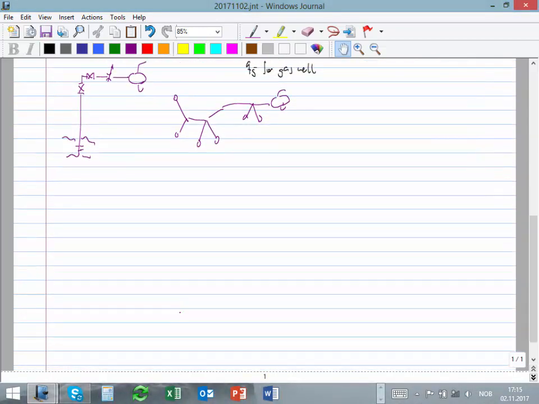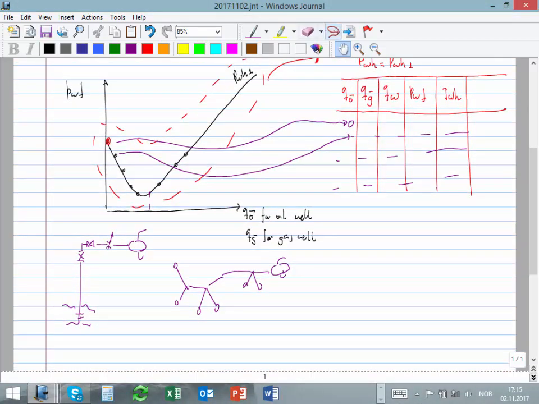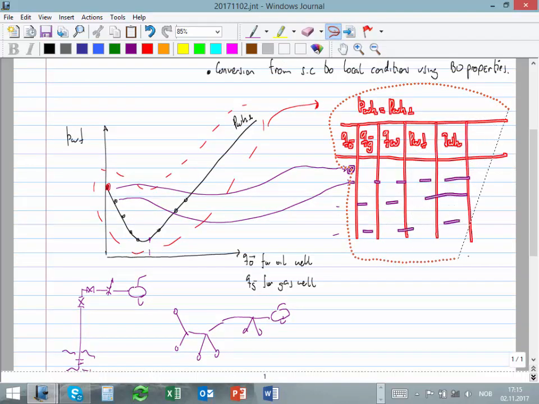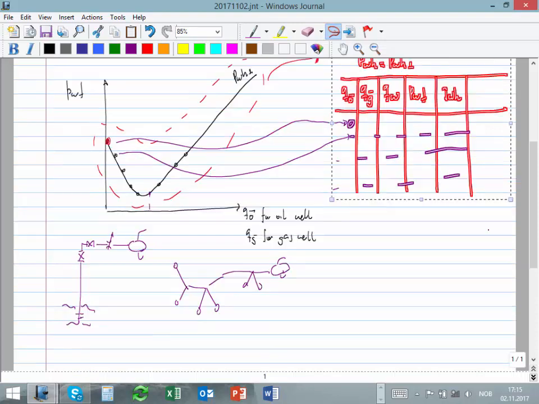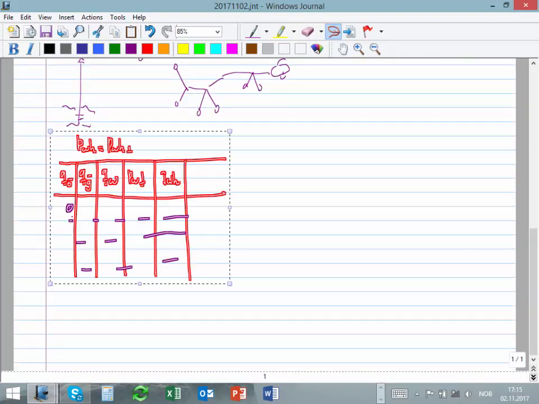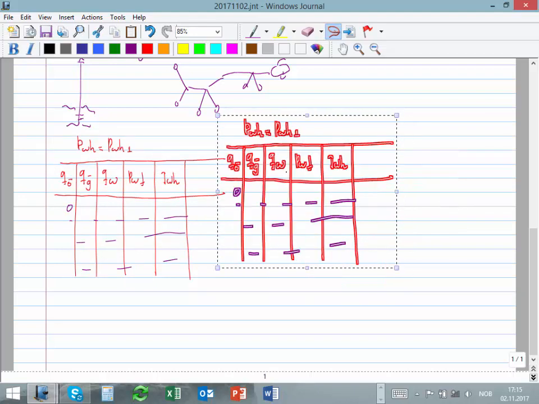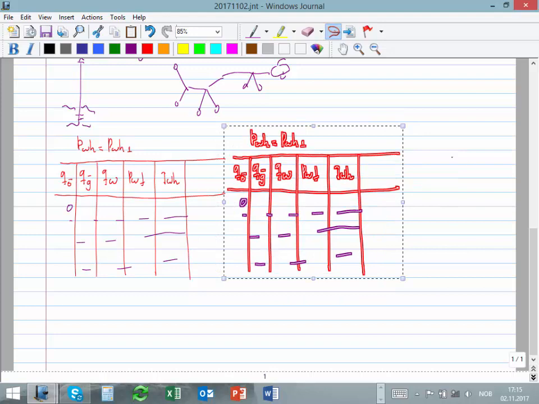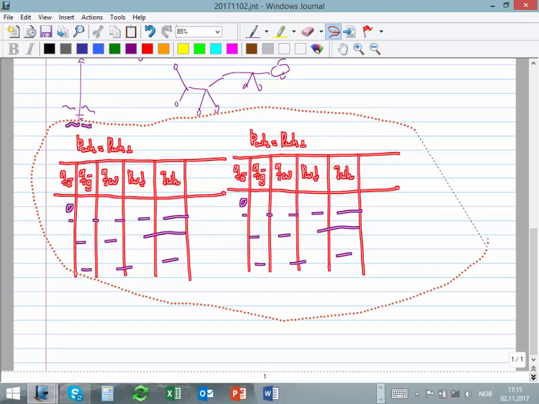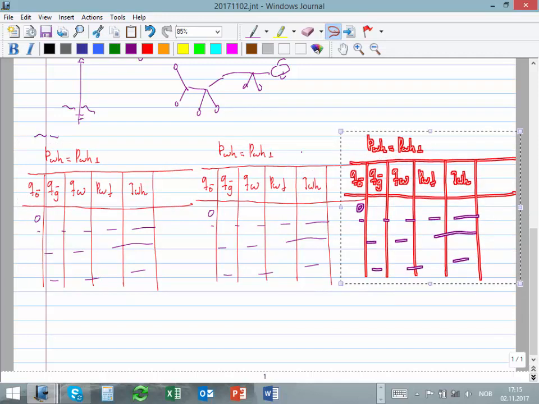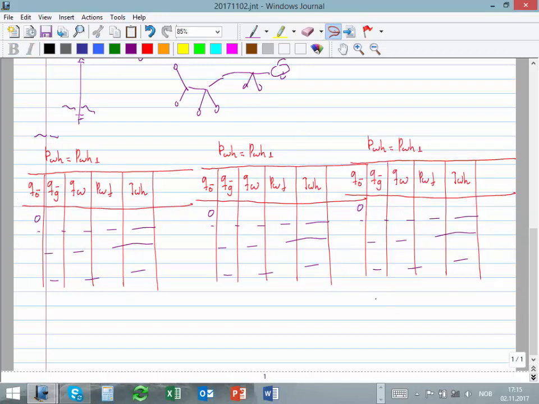So to be consistent, what people do is that they say, well, I have to make a table for different wellhead pressures. Wellhead pressure 1, wellhead pressure 2, and wellhead pressure 3. And so forth. And you have to decide how many points you want.